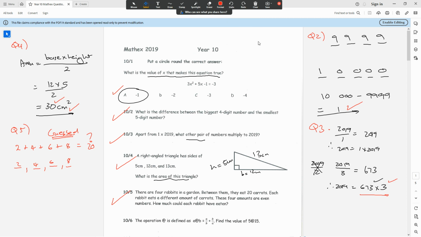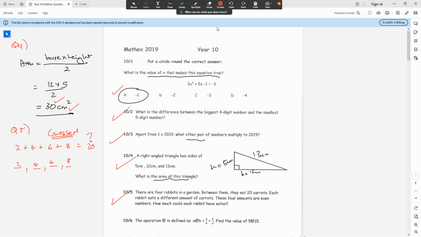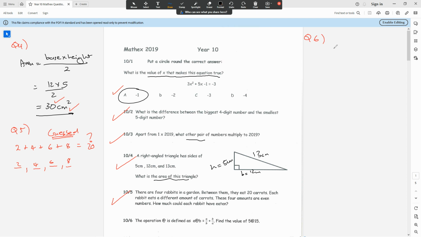Alright, that takes us to question number 6. Question number 6 was rated the most difficult on this page. Let's have a look. Question 6 says the operation @ is defined as A @ B is given by A over B plus B over A. And it says find 5 @ 15.